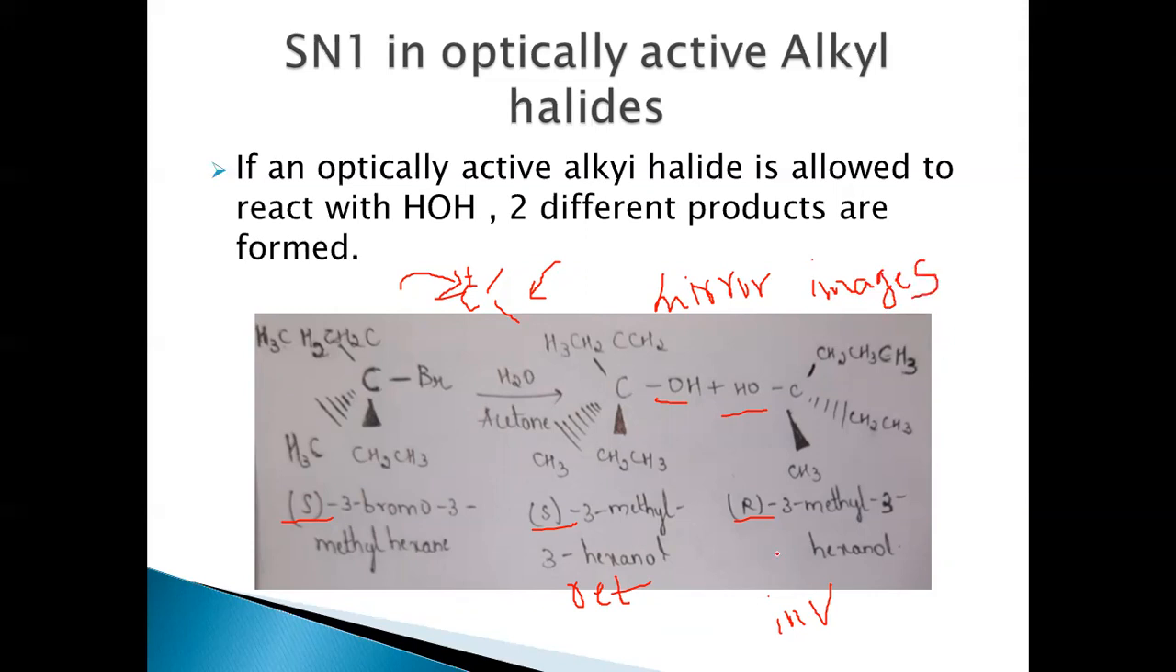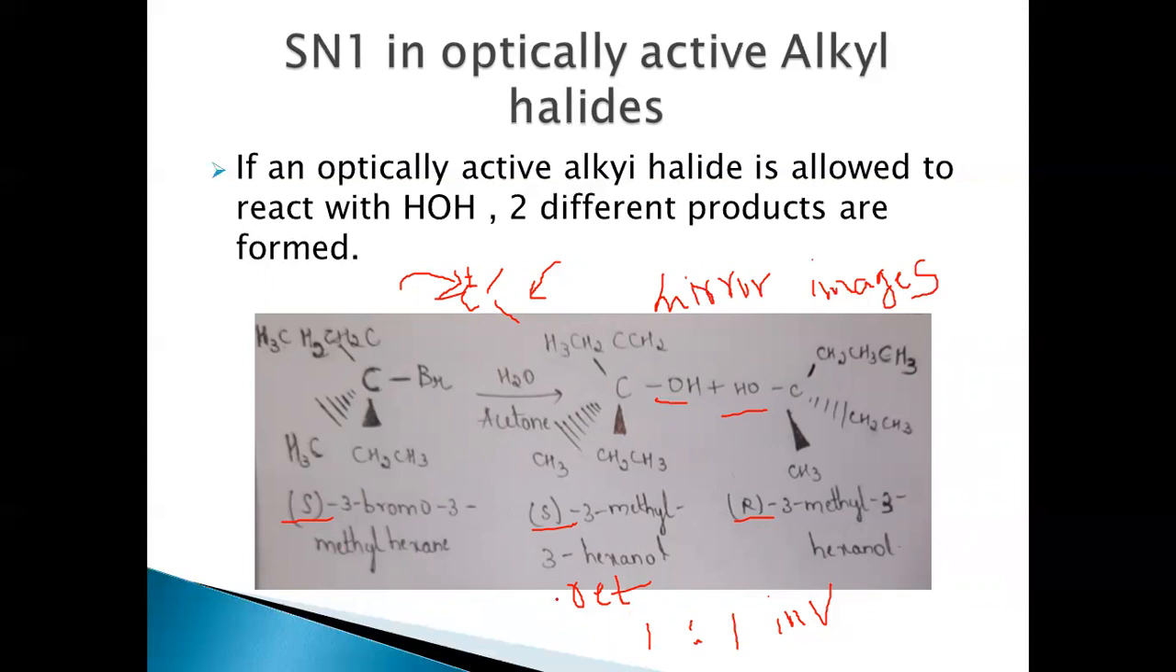and the process is called racemization, and this is formed in a 1:1 ratio. So if you take an optically active alkyl halide here as a starting product, the optical activity is nothing but the ability to rotate the plane polarized light. Depending upon the direction in which it rotates the plane polarized light, they're giving the names S and R here.